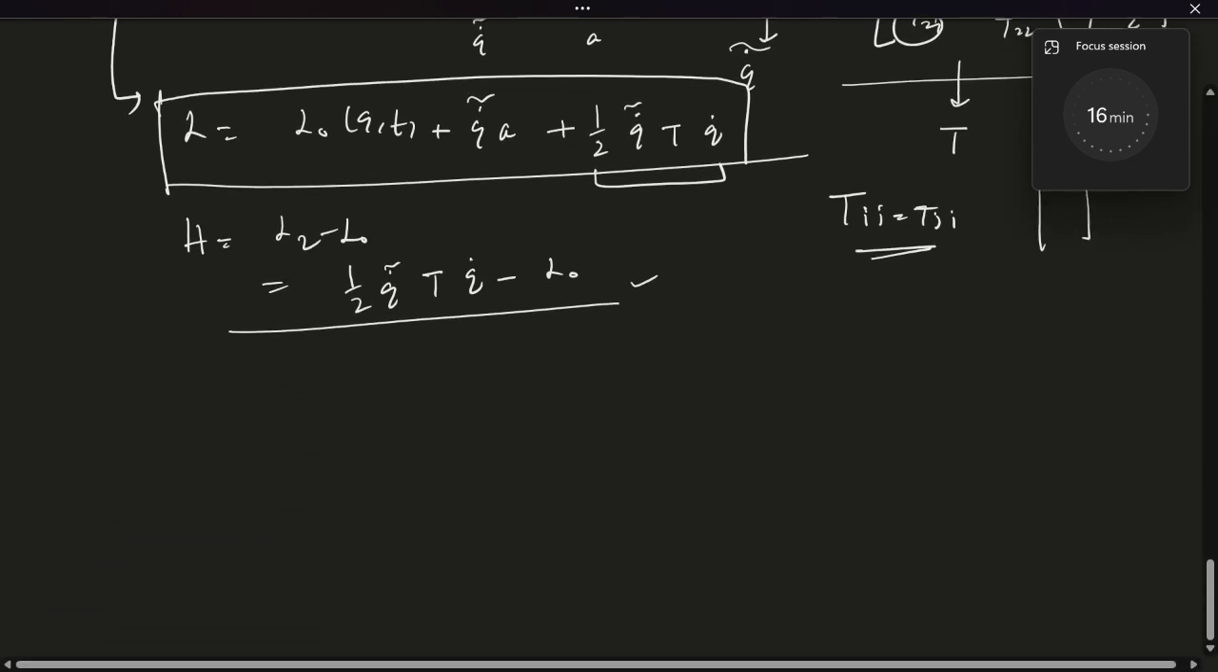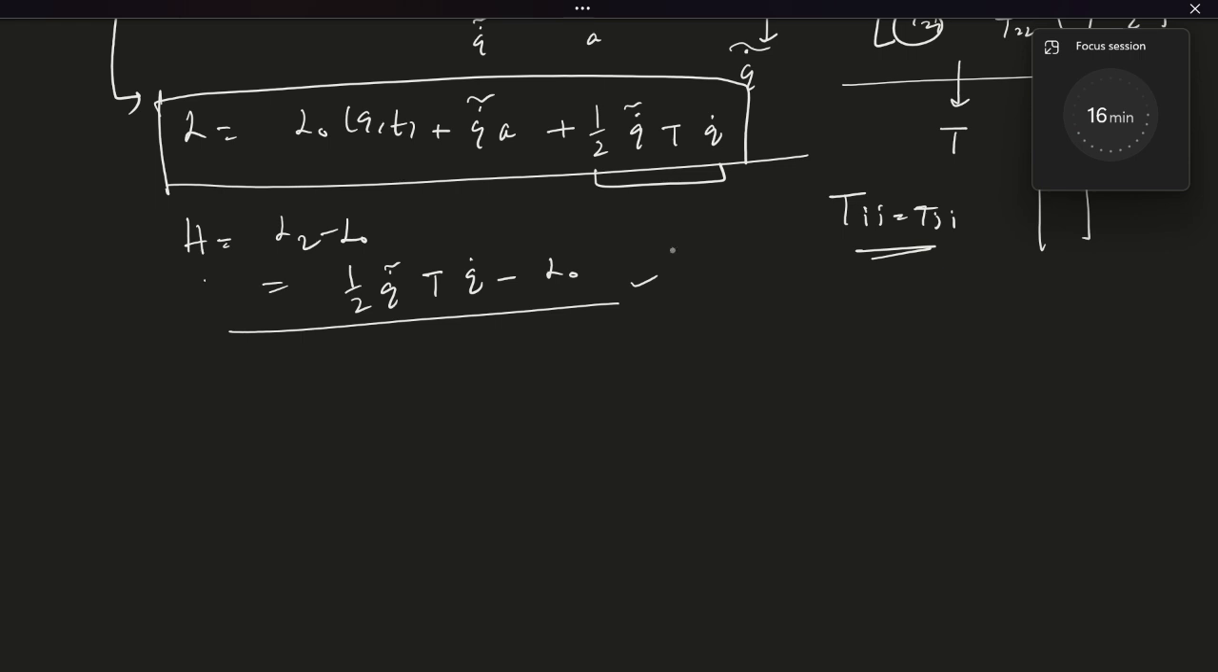But the main problem comes again here. You have the Hamiltonian as a function of q dot. L0 is a function of q and t. So you're getting the Hamiltonian as a function of q, t, and q dot. But you have to get the Hamiltonian as a function of q, p, and t. So now, can you write down the q dot in terms of p and t and q? Can you do that or not?